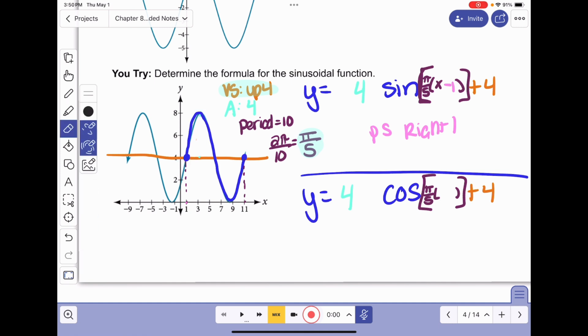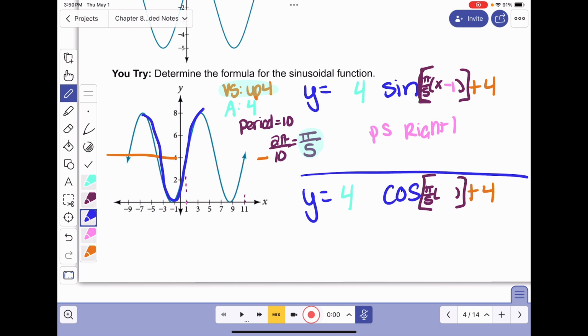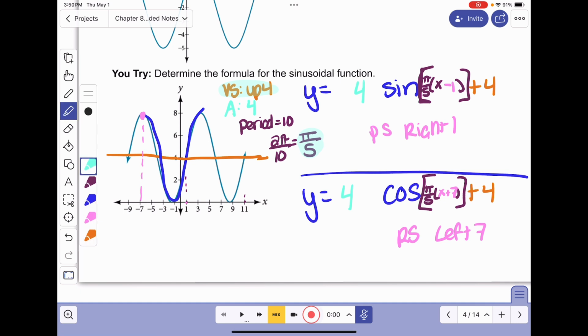For cosine, the curve would be max to max. So this point is at 7. So it's left 7. So I'm going to write plus 7. That's the only difference in there. There's other versions you could do. If you had chosen to highlight the cosine from minimum to minimum, this would be negative and this would be different. There's lots of different ways. As long as you get the pieces that work, you're good.